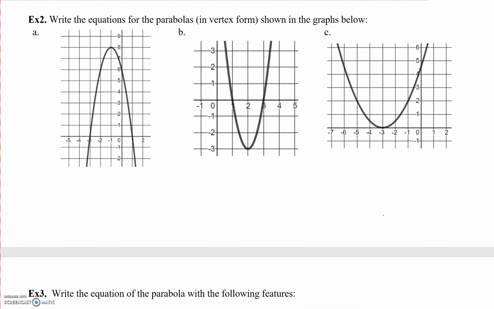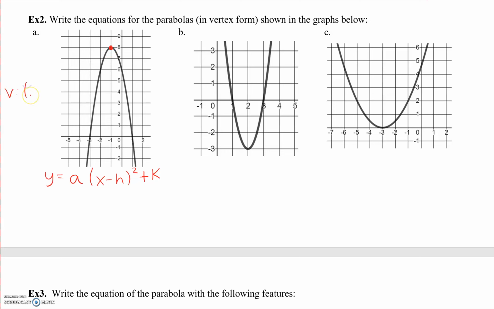So example 2 has us writing equations for the parabolas in vertex form. So let's start with graph A. If we're writing in vertex form, just remind yourself, vertex form might have a vertical dilation, it might be horizontally translated, and it might be vertically translated. Notice that in vertex form, we do not have any horizontal dilation. That does not show up in vertex form. So first thing I like to do is identify the vertex. So here's the vertex up at the top.